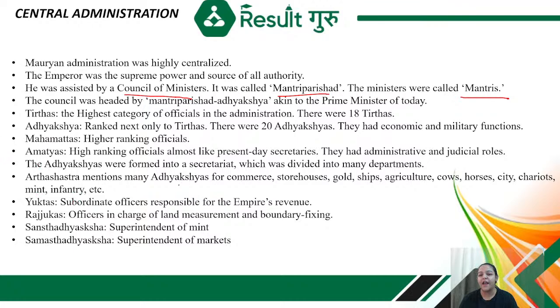Yuktas, they are subordinate officers responsible for the empire's revenue. Rajukas, they are officers in charge of land measurement and boundary fixing. Then we have Sanstha Adhyaksh, he is the superintendent of mint. Basically, he is responsible for coins, how many coins have been minted and everything. Then we have Samasthi Adhyaksh, he was the superintendent of markets.